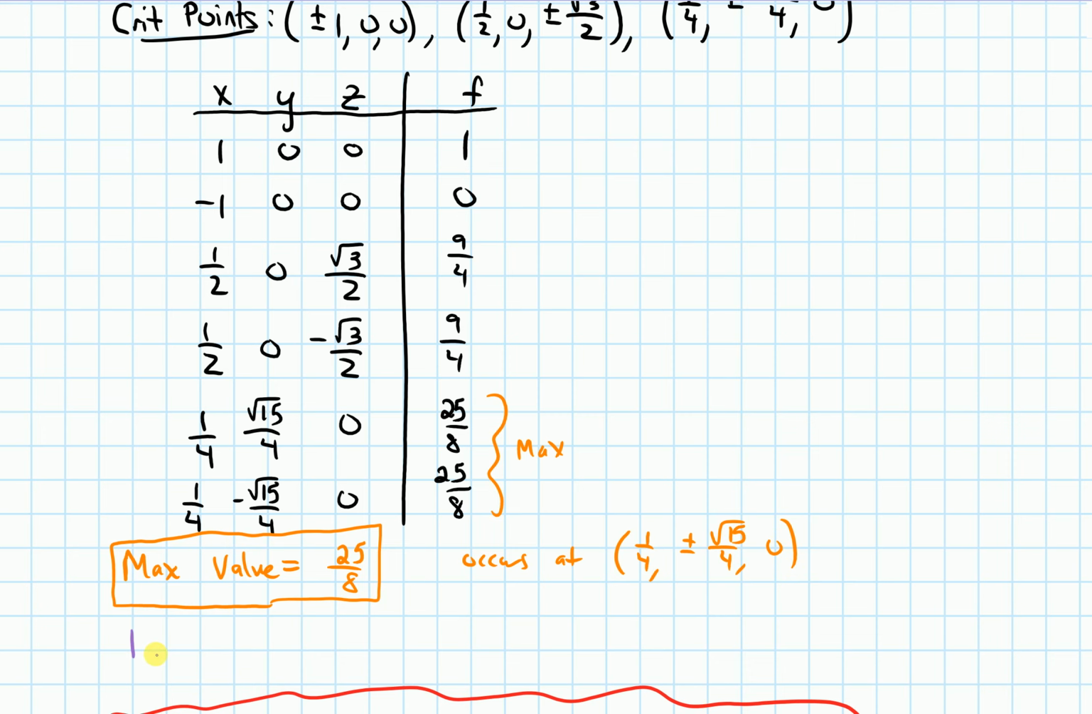All right, let's do the min value. The min value, the smallest possible output that we got was 0. And that just occurred at one point. So if I needed to write it out, I would write something like, it occurs at -1, comma 0, comma 0.